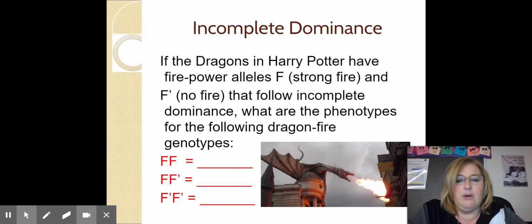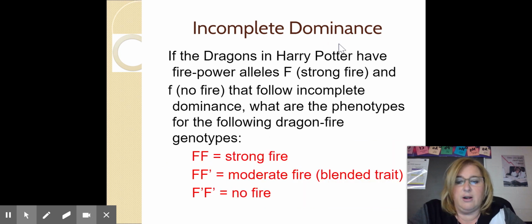If the dragons in Harry Potter have firepower alleles, which is a capital F for strong fire, and the F with a little apostrophe for no fire that follow the incomplete dominance, what are the phenotypes for the following? So remember, incomplete blends the two. So if you had a big F, you're going to have strong fire. If you had a big F and a big F with a little apostrophe, it's going to be a medium or a moderate fire because they blend together. And the two apostrophes would give you no fire at all.